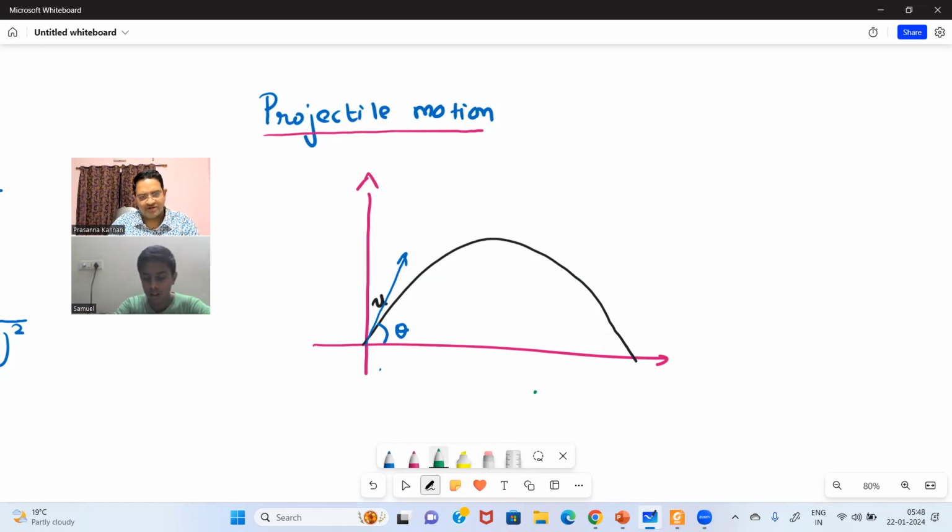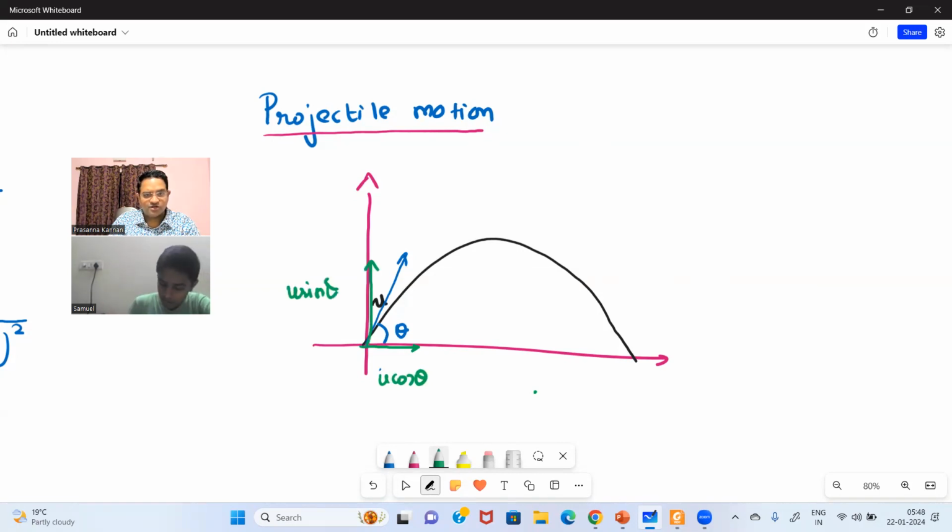Which axis is u cos theta along? Which axis is u sin theta along? Which one along the x-axis? Which one along the y-axis? Quick. u cos theta is on the x-axis and u sin theta is on the y-axis. Yes, u cos theta on the x-axis.